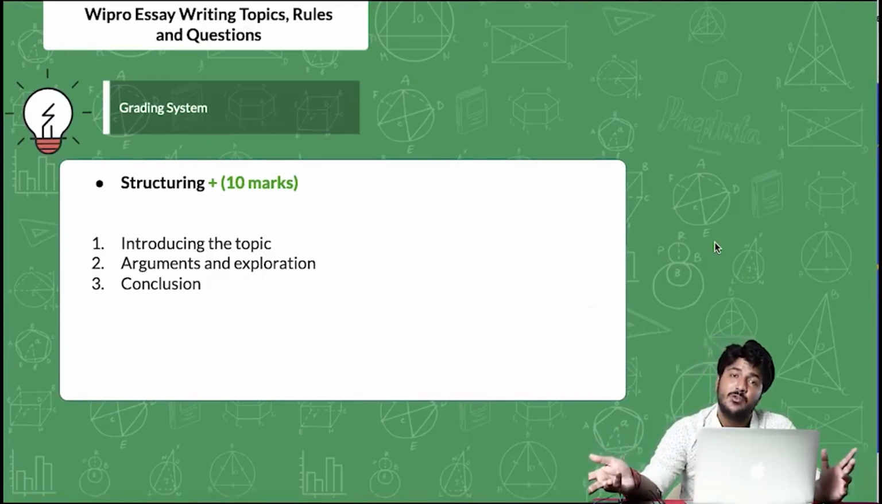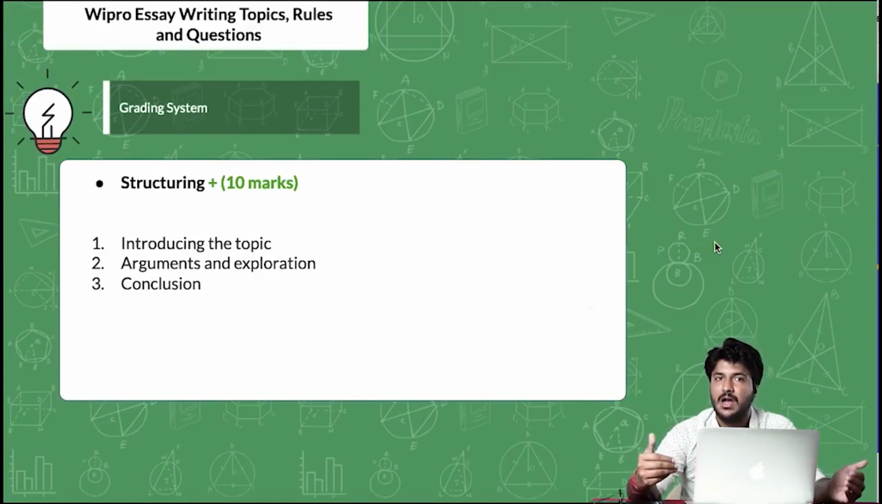This is something that you would get penalized for, right? So again, structuring is important. First paragraph, topic. Second paragraph, you can give arguments and explanation. Third and fourth paragraph, you can give examples and the hardships faced, or examples and exploration. The final paragraph has to be about conclusion.